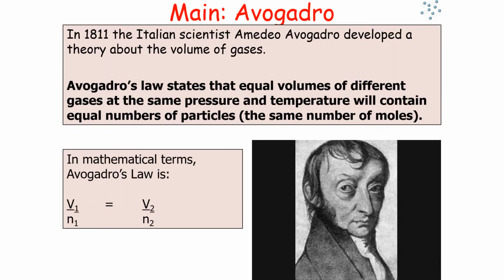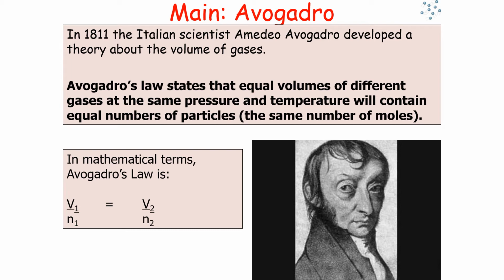Now, in 1811, the Italian scientist Amedeo Avogadro developed a theory about the volume of gases. Avogadro's law states that equal volumes of different gases at the same pressures and temperatures will contain equal numbers of particles, i.e. the same number of moles. So if you have the same volume of a gas, you'll have the same number of moles of a gas. In mathematical terms, Avogadro's law is V1 over n1 is equal to V2 over n2.